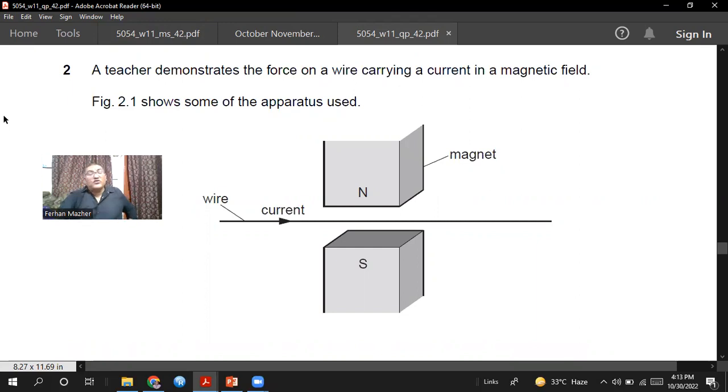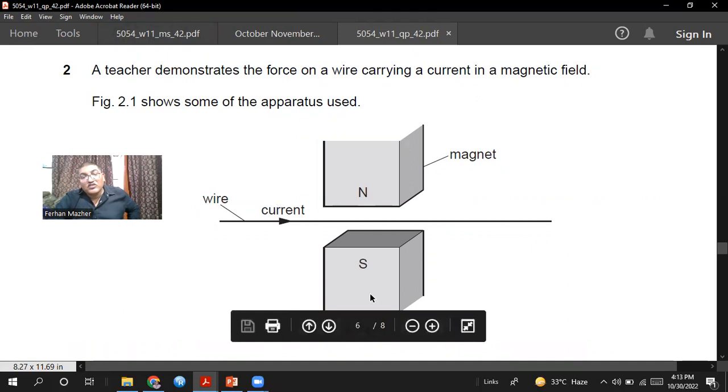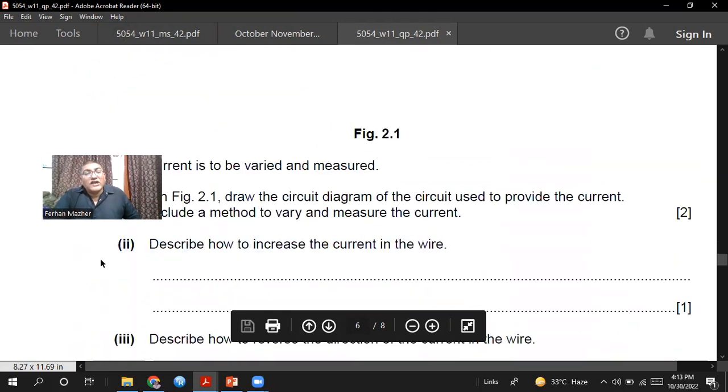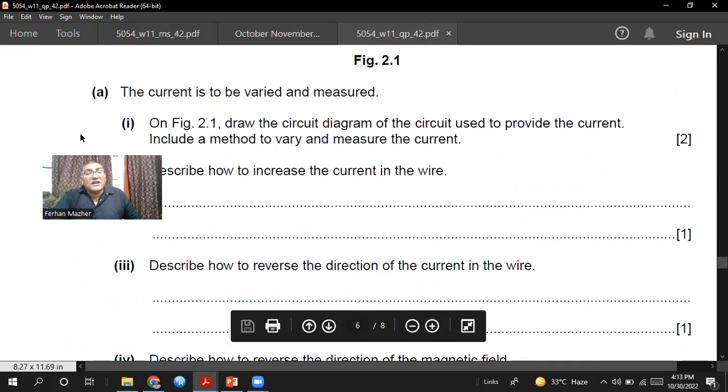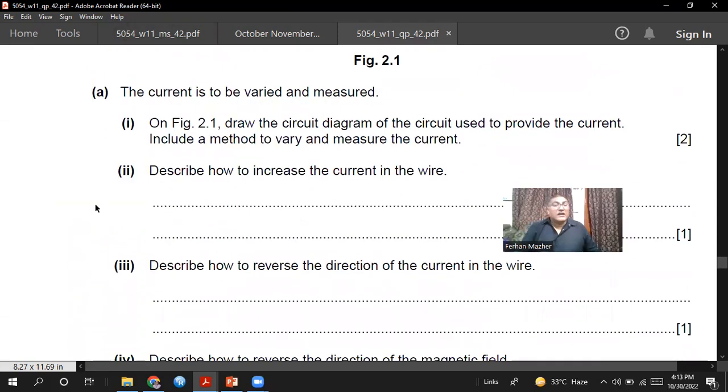So we have here 2 magnets. This magnet is north, is facing the south of this lower magnet. So we have a wire between these 2 and the current is flowing through that wire. So their question is the current is to be varied and measured. On the figure 2.1, draw the circuit diagram of circuit used to provide the current and include a method to vary and measure the current.